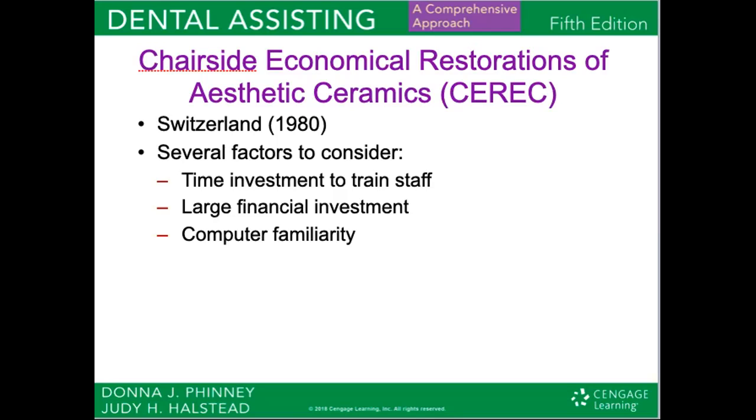There are several factors to consider, including the time investment to train the staff, the large financial investment that it takes to initially get all of this equipment into the office, and the computer familiarity necessary to operate the CEREC.